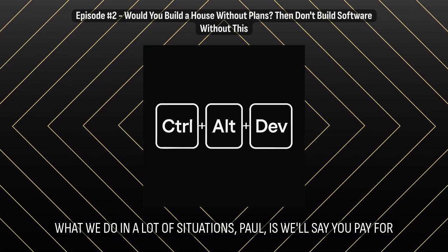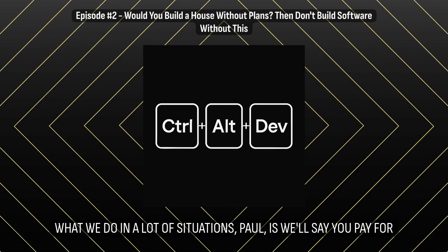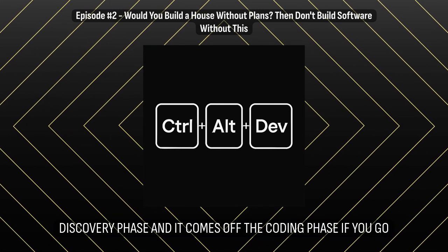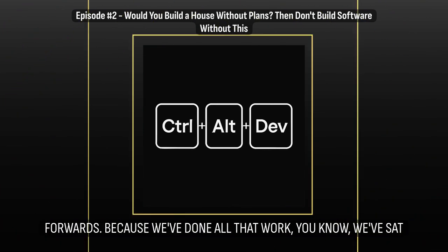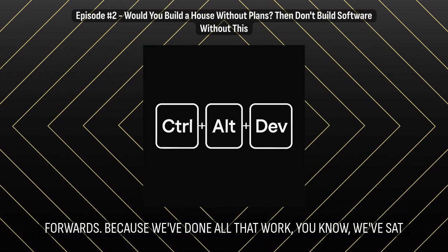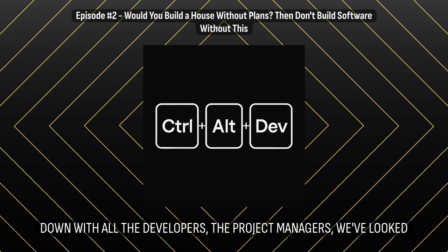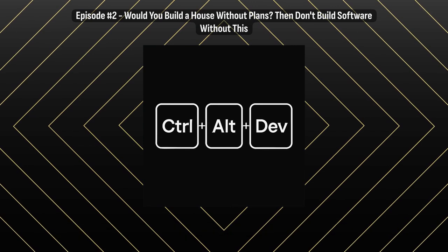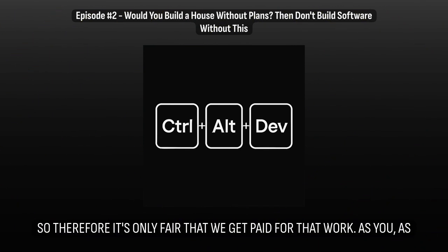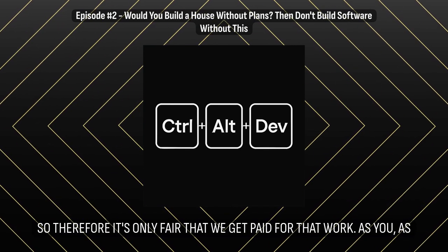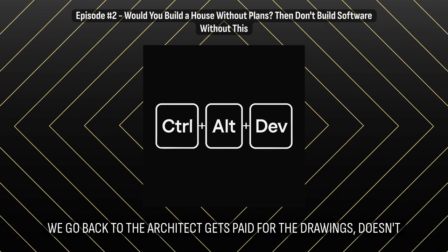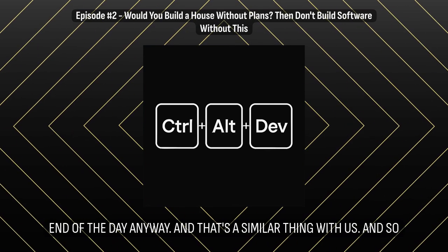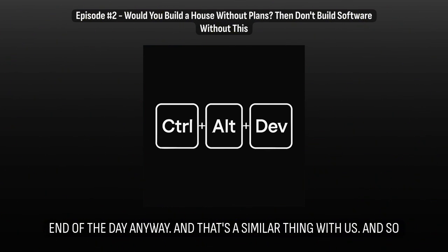See, what we do in a lot of situations, Paul, is we'll say, you pay for your discovery phase and it comes off the coding phase if you go forwards. Because we've done all that work. We've sat down with all the developers, the project managers. We've looked into what the actual project needs to do. So it's only fair that we get paid for that work, as we go back to the architect, gets paid for the drawings. Doesn't necessarily mean that the actual house gets built at the end of the day anyway. And that's a similar thing with us.